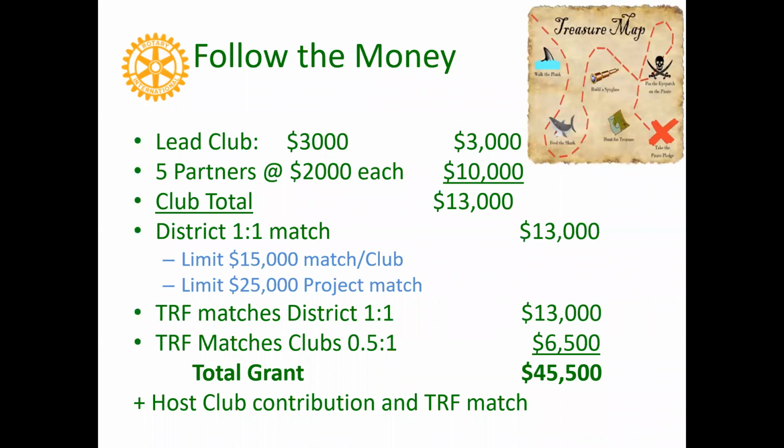This is follow the money. This is how the money multiplies. So in this particular instance, the lead club is putting in $3,000. They have 5 partner clubs at $2,000 each, which is $10,000. So total club investments are $13,000. The district will match at 1-to-1, so that's another $13,000.